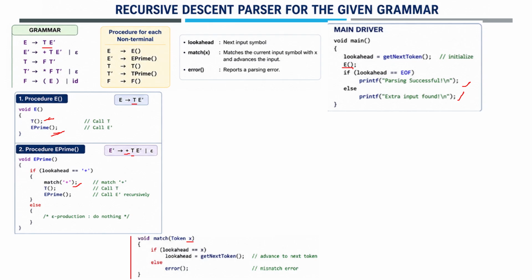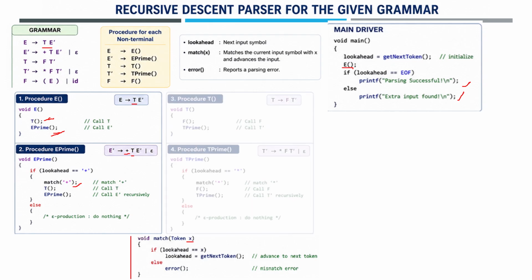If you see the first symbol plus, you have to do all these things. Since we have two productions, we need if else. And what is the other production that we have? Epsilon. Since it is an epsilon production, have the empty else part, do nothing.